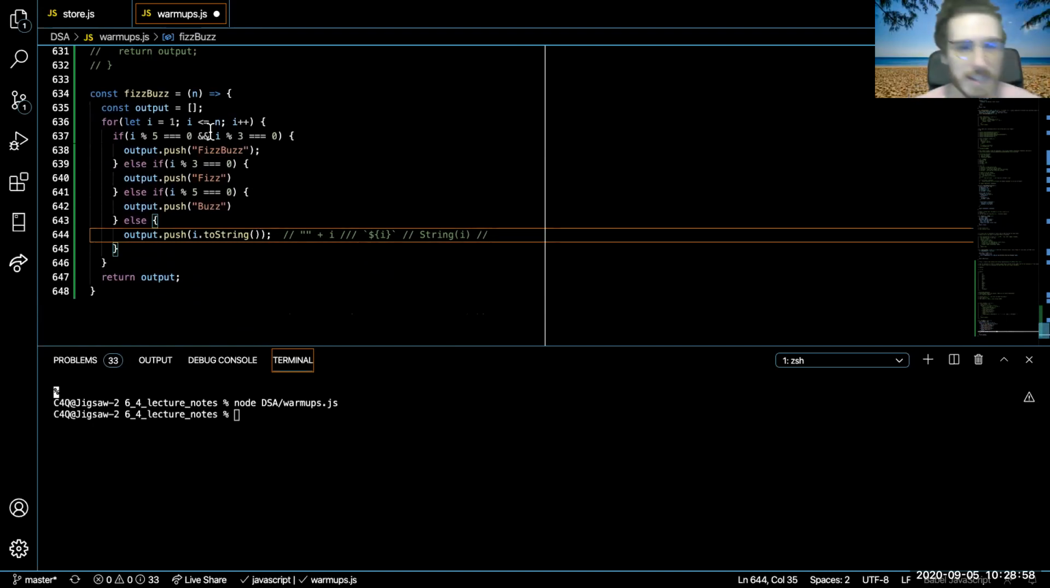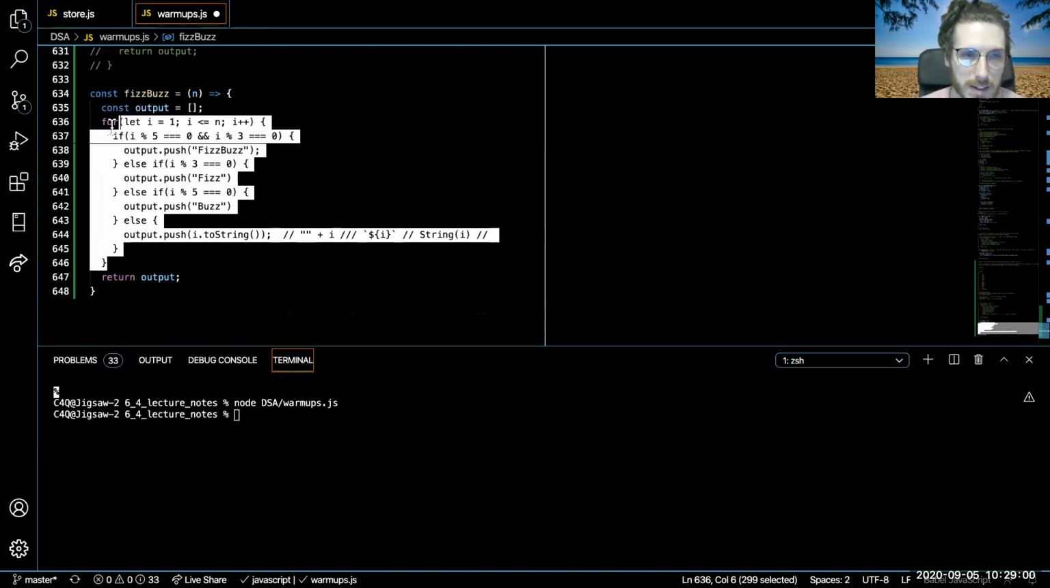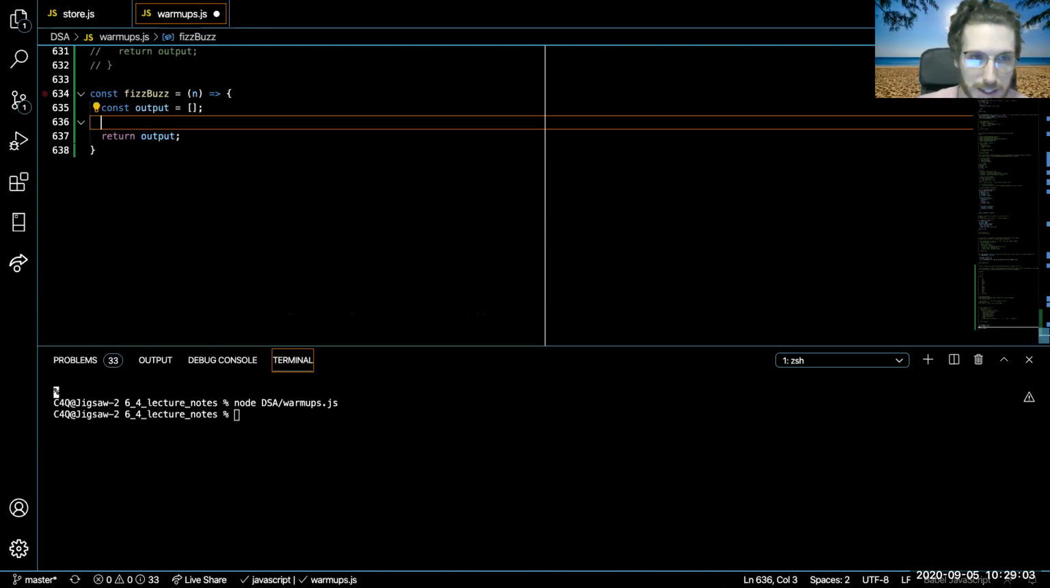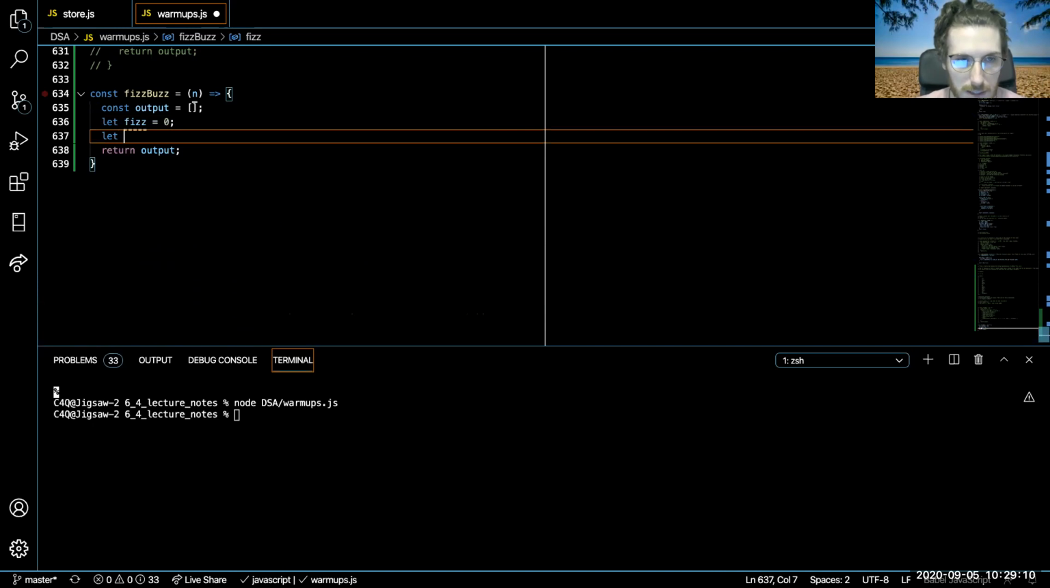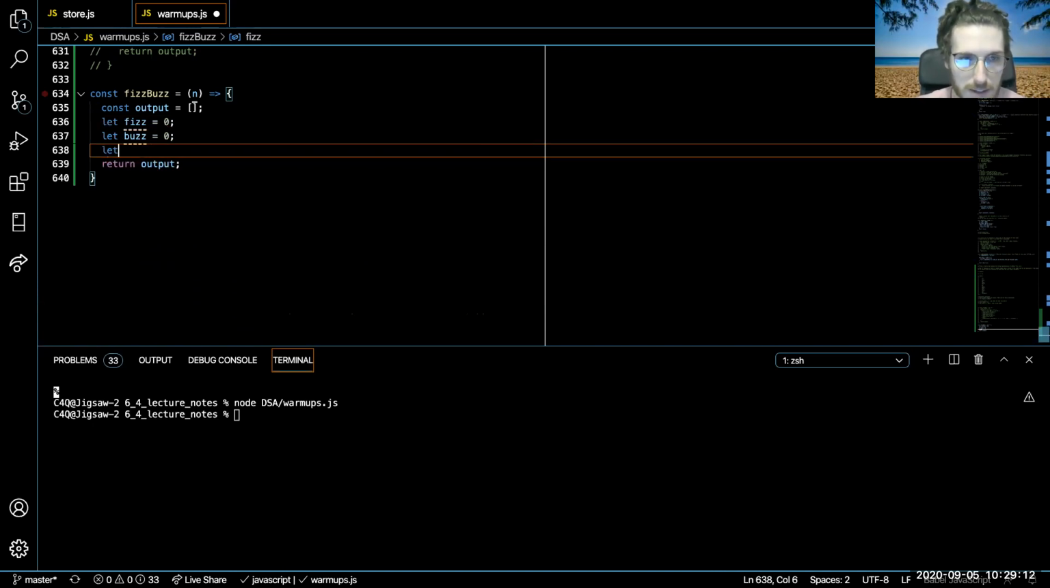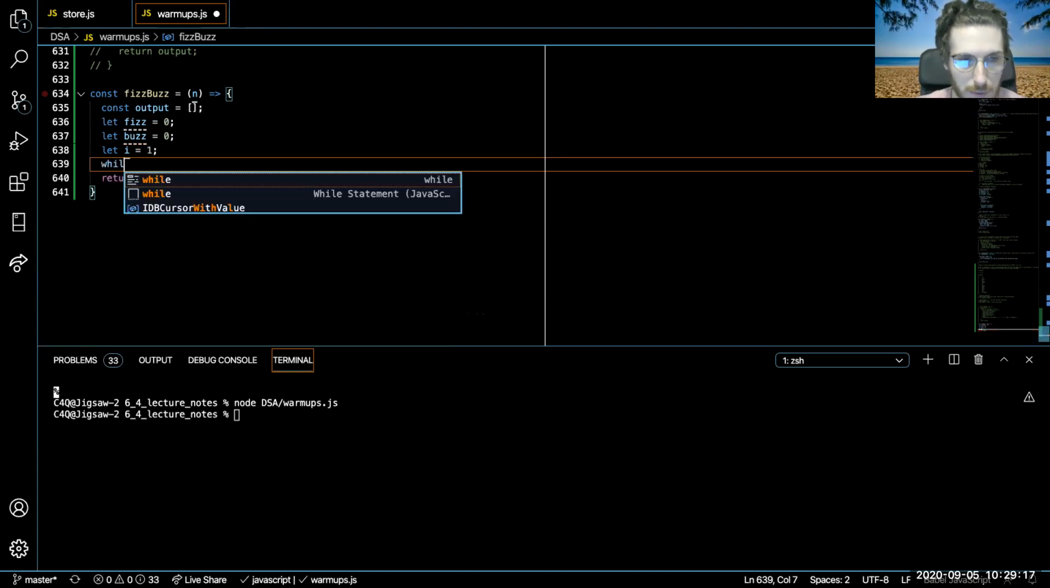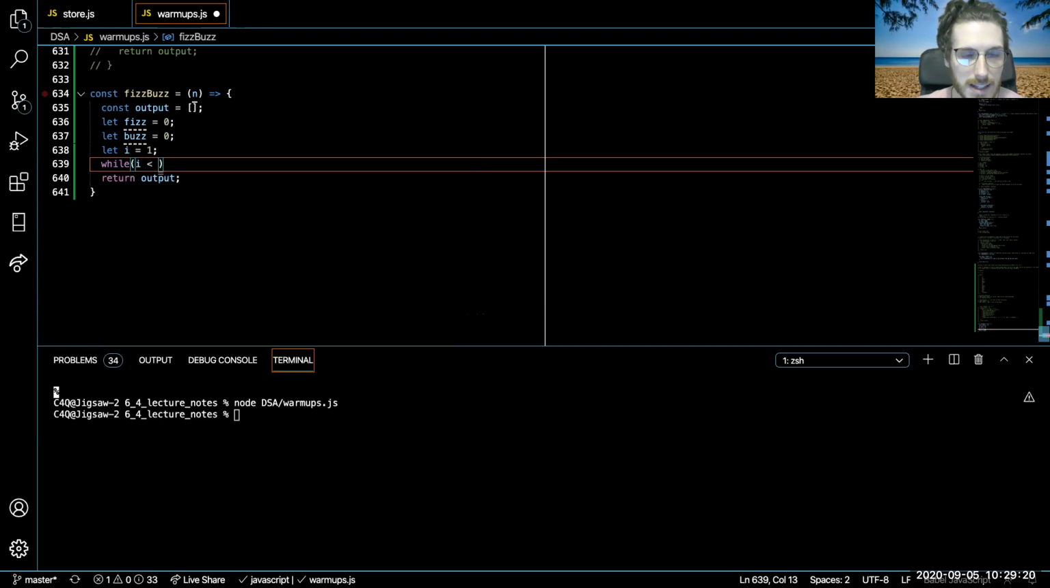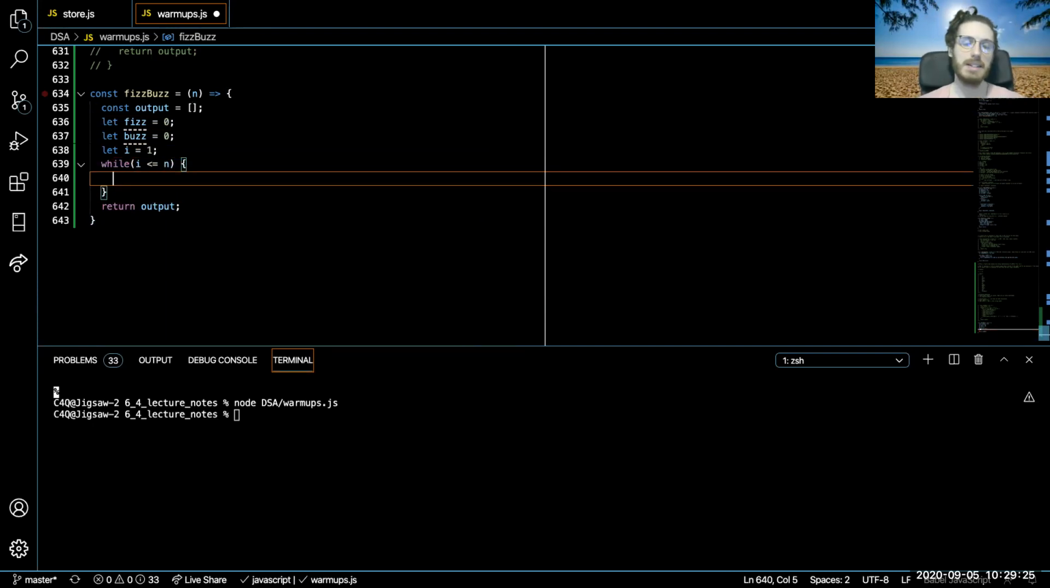So what if, instead of having a for loop, we had let fizz equal to 0, let buzz equal to 0, let i equal to 1, and we said while i is less than or equal to n. Okay, take a minute here and think about how we could use something like this to our advantage.